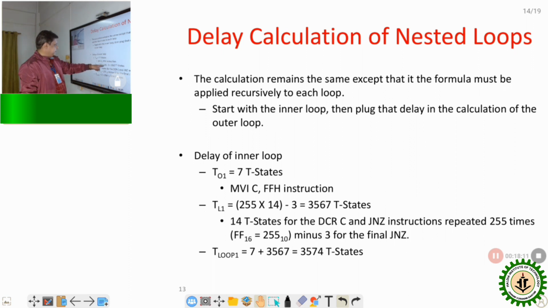Total 14 T states. How many times? FF times, that is 255 times. And minus 3. Don't forget the last iteration. Okay. These are the number of T states. But this is not complete because there is one instruction which is having 7 T states outside this inner loop. So we will add this up and the total will be 3574 T states. Till now, this is for the inner loop.